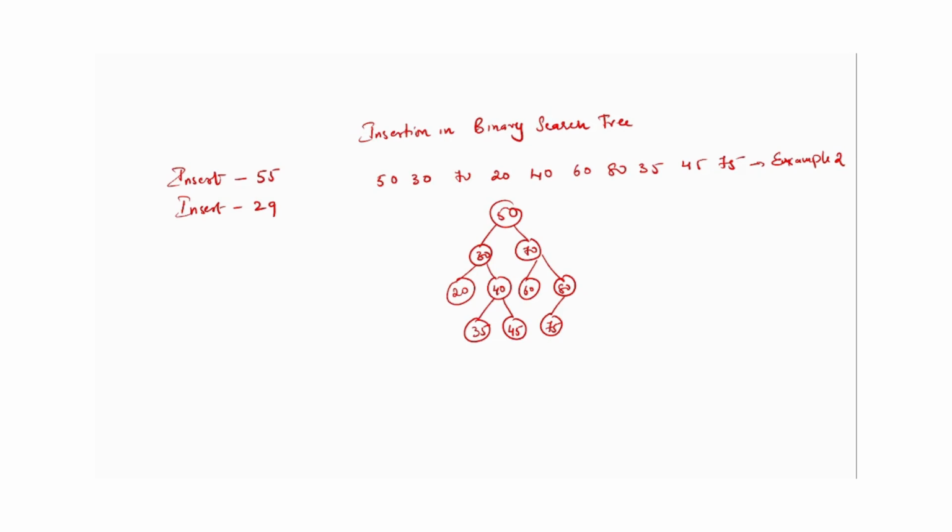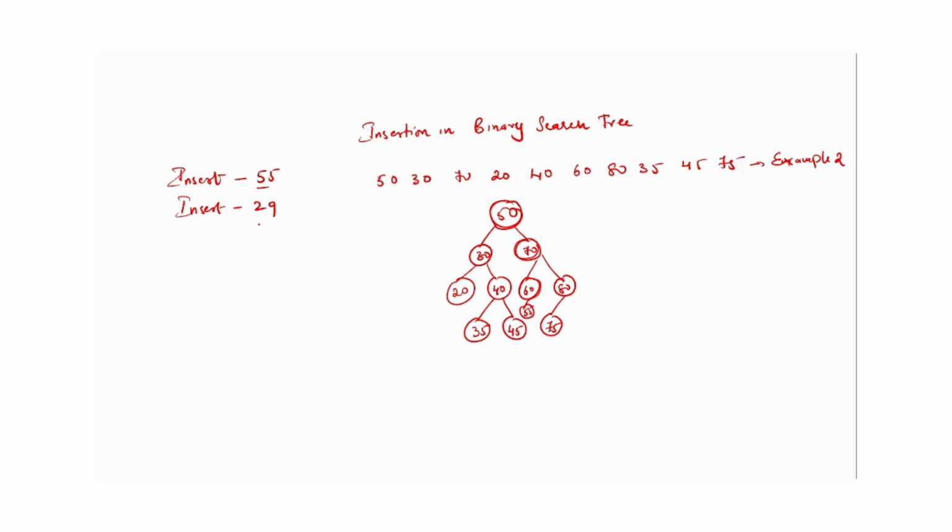Now, this is the tree in which we have already inserted all the elements. Let us look at two more inserts. Let us say I want to insert 55. What do I do? Compare 55 with the root node 50. 55 is greater than 50, go to the right. 55 is less than 70, go to the left. Now comes 60. 55 is less than 60, therefore insert 55 here, to the left of 60.